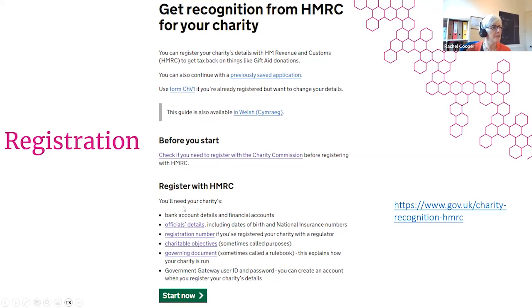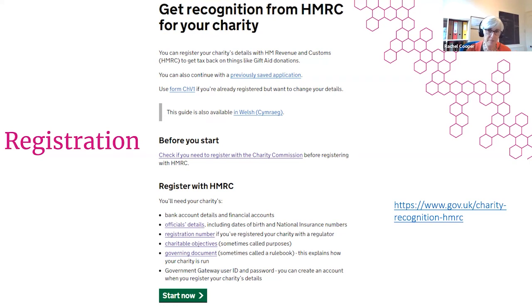It tells you what you will need before you press this green button, so collect it all together before you press the green button. It talks about needing bank account details, some officials' details. I'll talk through who they mean by those officials on the next slide. Dates of birth and national insurance numbers, you do need that. Your registration number, if you're registered with a regulator.